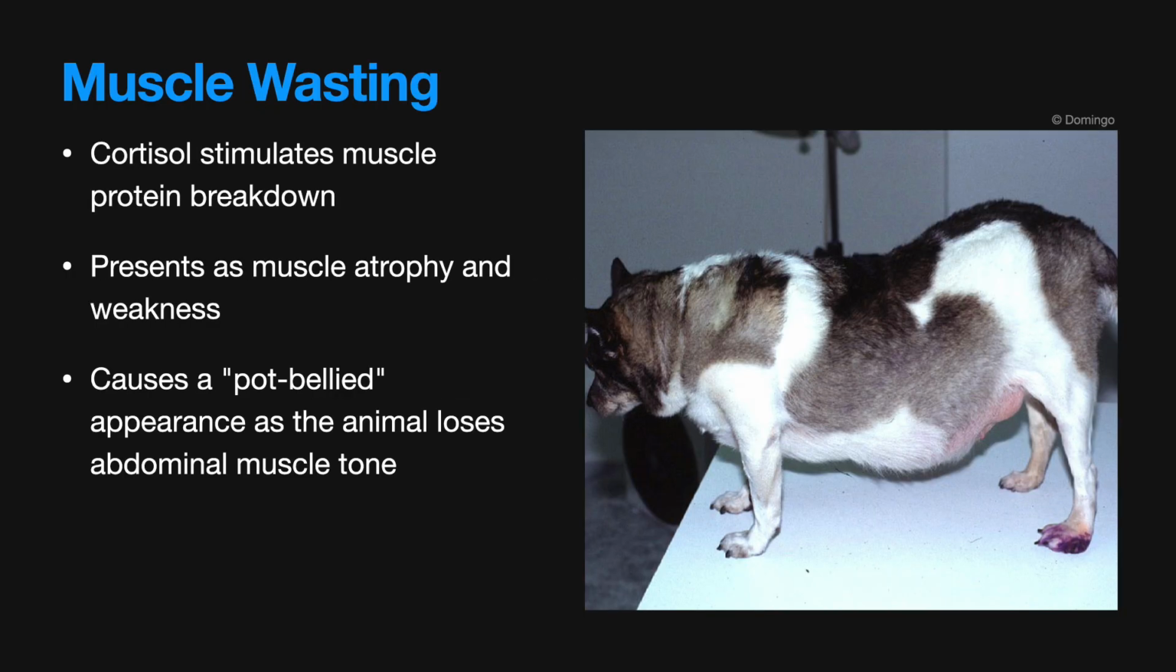Animals with hyperadrenocorticism often have muscle wasting, as cortisol stimulates muscle protein breakdown. We see this clinically as muscle atrophy and weakness. The muscle atrophy often results in a pot-bellied appearance, as the animal loses its abdominal muscle tone.